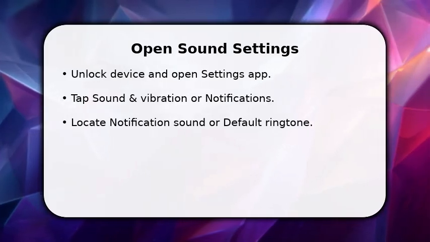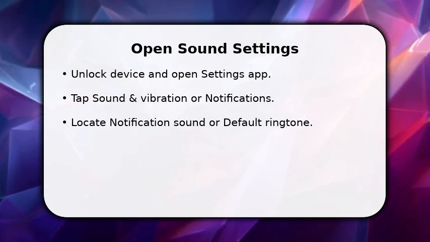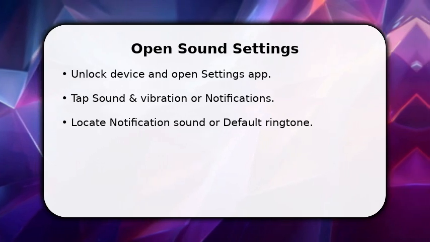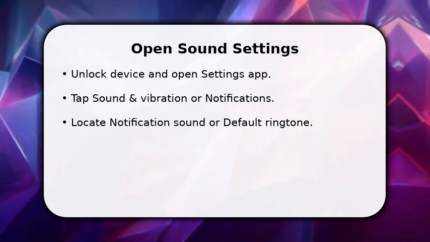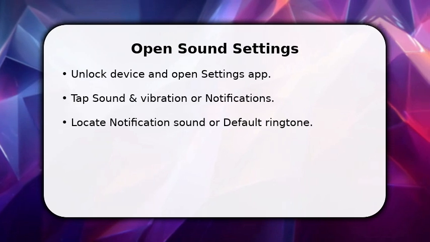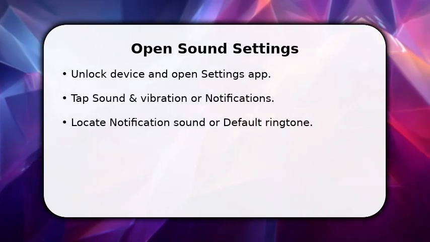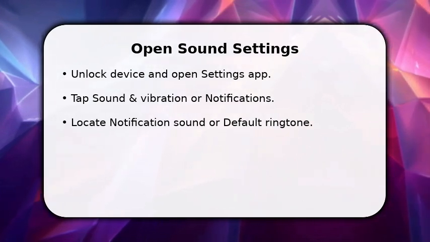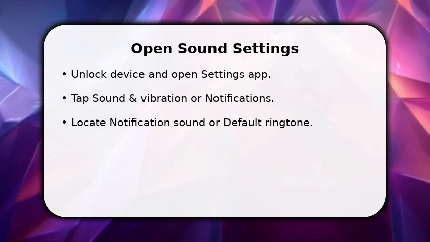You start by opening Settings and navigating straight to Sound and Vibration or Notifications. This is where system-level tones live. Tap Notification Sound to view available options because you need to replace the default. Once done, preview a few tones so you can compare levels and character. Some are quieter or brighter.